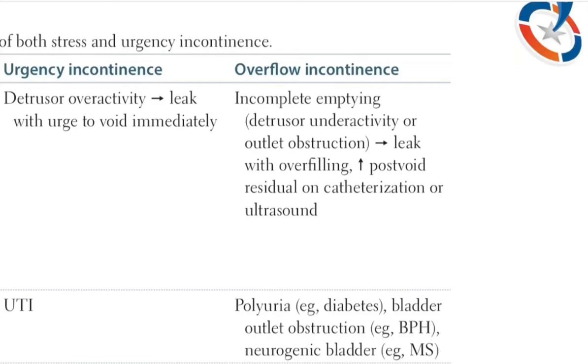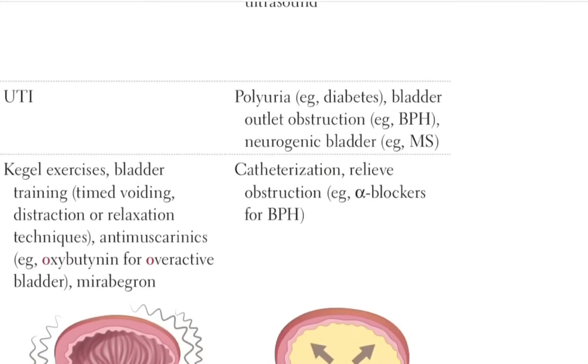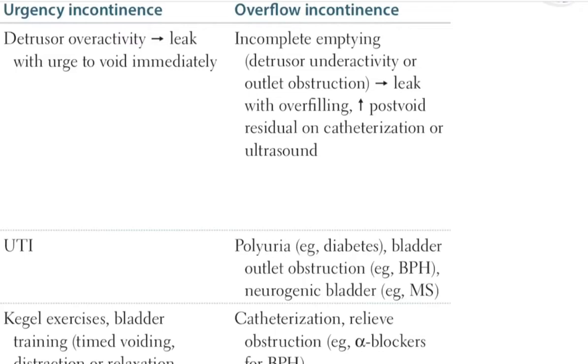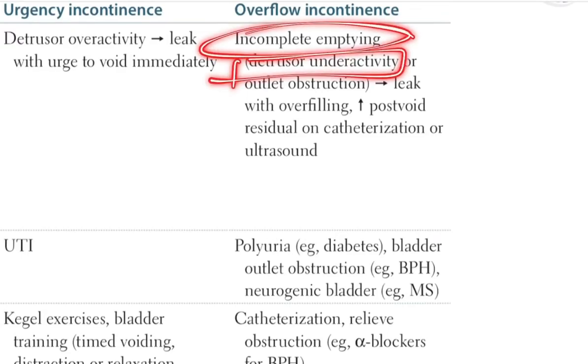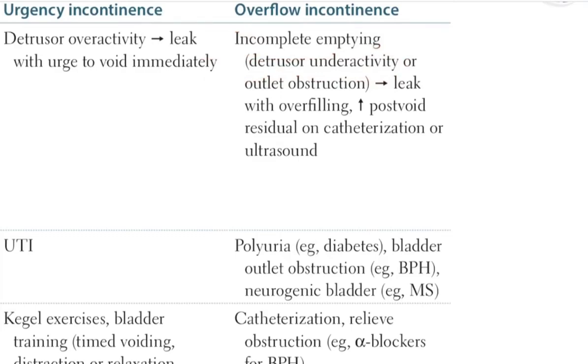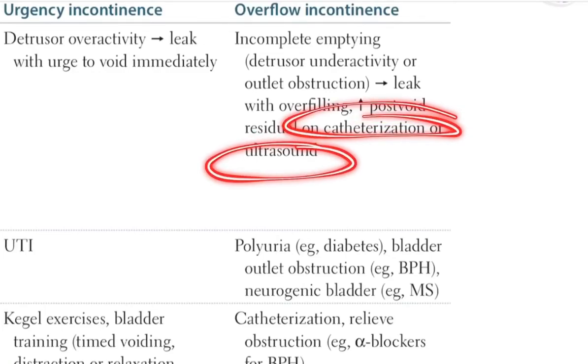Now, overflow incontinence occurs because of incomplete emptying of the urinary bladder. Not excessive, rather it is incomplete emptying. Excessive activity of the detrusor muscle leads to urgency incontinence, whereas underactivity or low activity of the detrusor muscle can lead to overflow incontinence. Am I clear? Now, it can occur with an increase in the post-void residual on catheterization or ultrasound as well.